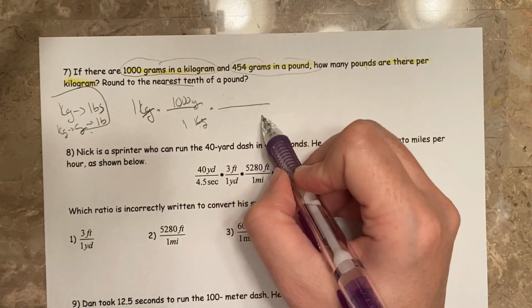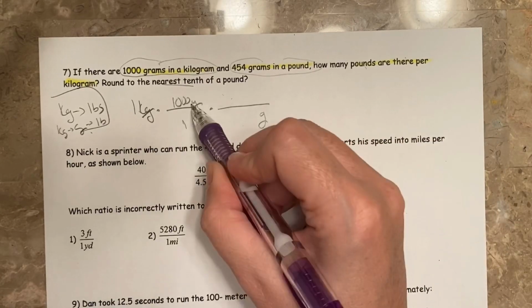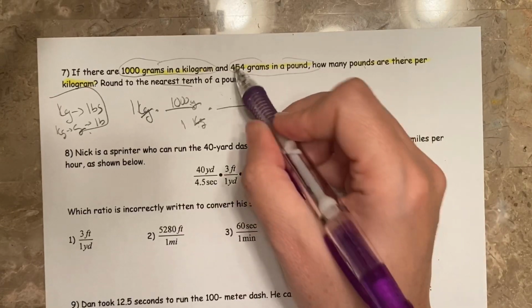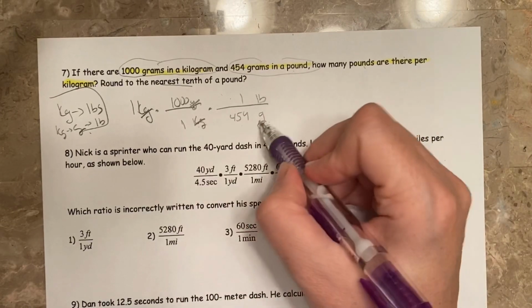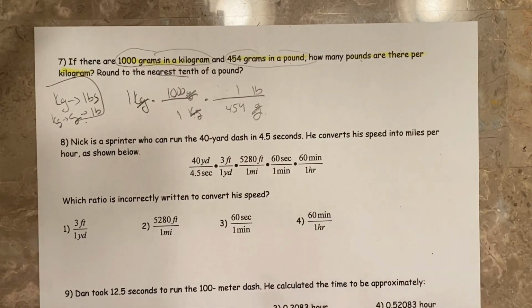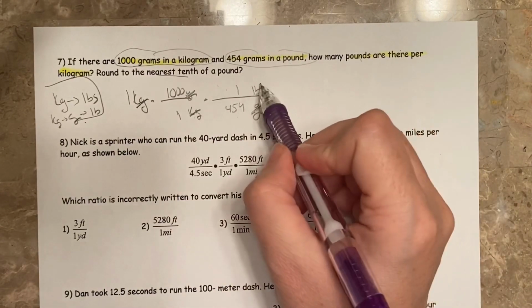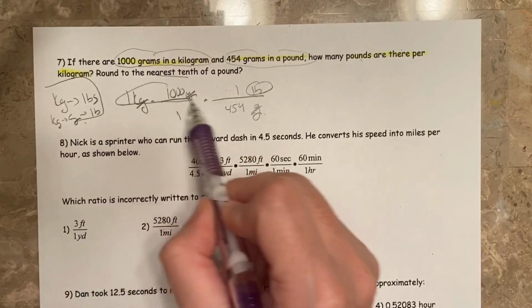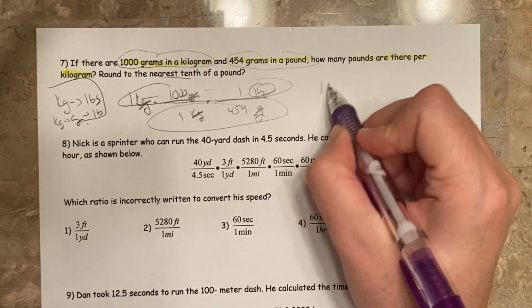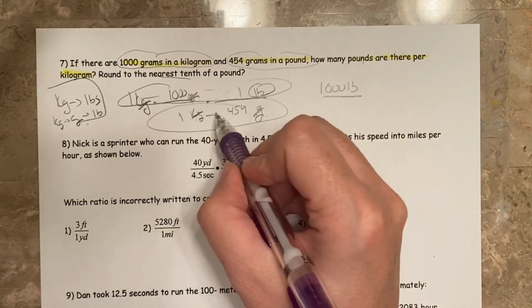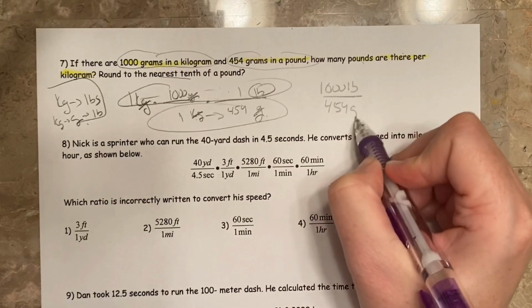Okay, I want to get rid of the grams, so that's got to go diagonally. And I'll put the pounds on the top. So that's 454 grams in 1 pound. So that gram and that gram. Remember, you can only simplify, meaning across diagonally. And that gives me my pound. Yay. So multiply the tops and multiply the bottoms. So you multiply across, that's going to get us 1,000 pounds. Multiply across here is 454 grams.